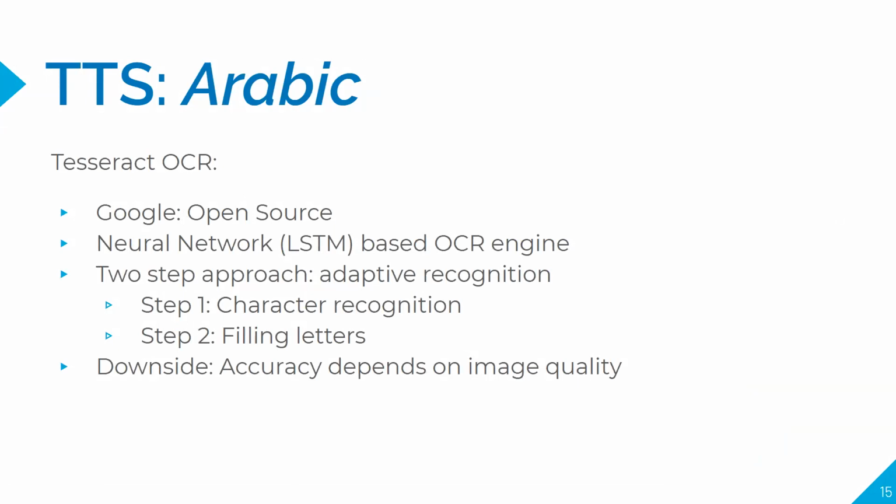For the OCR, we use Tesseract OCR, which was originally owned by HP and later acquired by Google. It's an open source optical character recognition engine, and basically Tesseract is built on a neural network-based engine, specifically a long short-term memory recurrent neural network architecture. It basically works in two steps. The first step is the character recognition part, and the second step is the character filling, where it checks what the most suitable letter would be in the word and in the sentence. Maybe the only downside to this is that the accuracy depends mostly on the image quality.